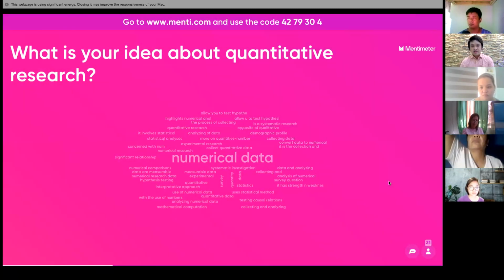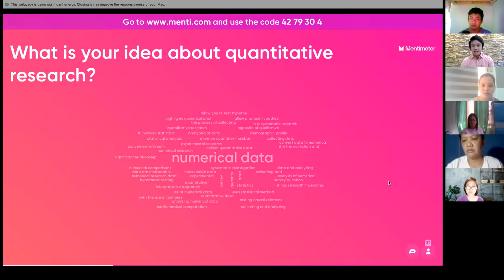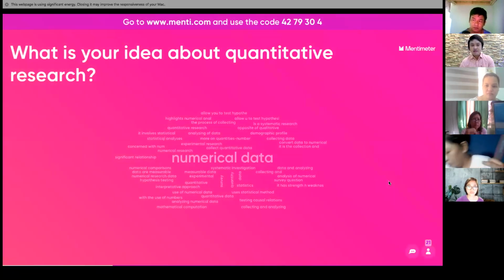Kasi nakita ko rito merong hypothesis testing, tama rin ito. Meron paramihan ang binanggit gumamit ng quantitative data, no? Tama to. Testing causal relationship, cause and effect, pwede rin 'yan. Pang quantitative 'yan, no? Data such as demographic profile, ginagamitan din 'yan.